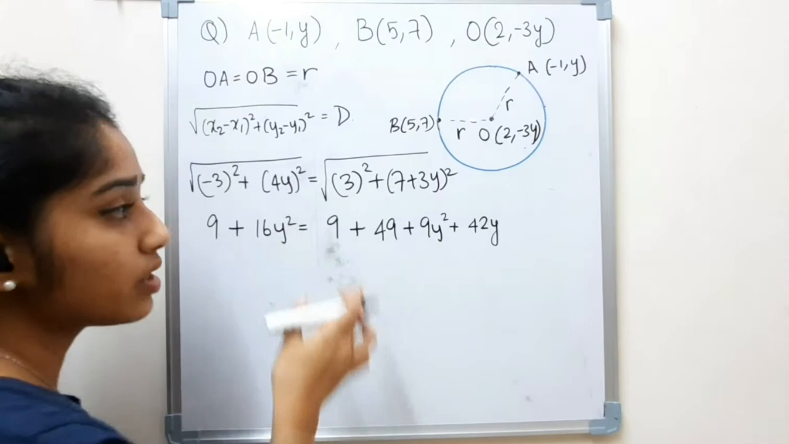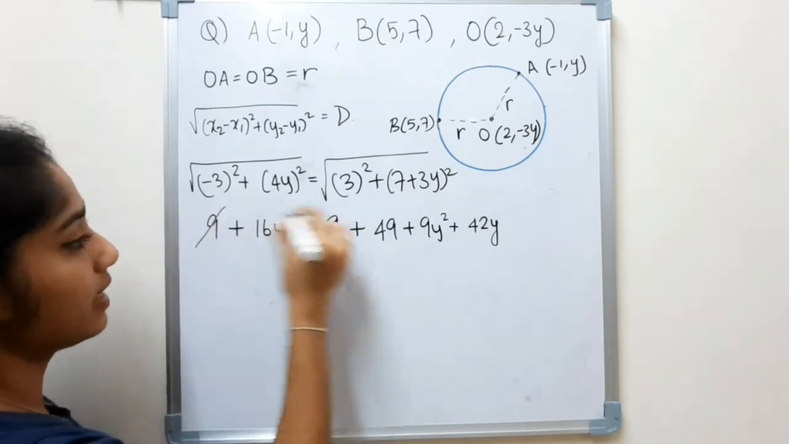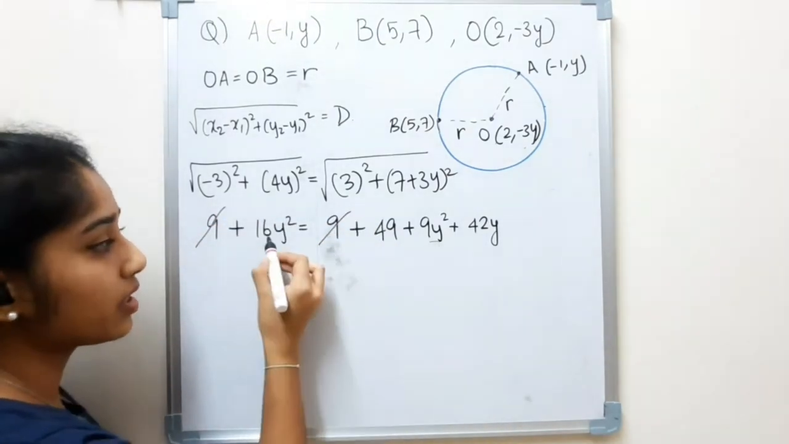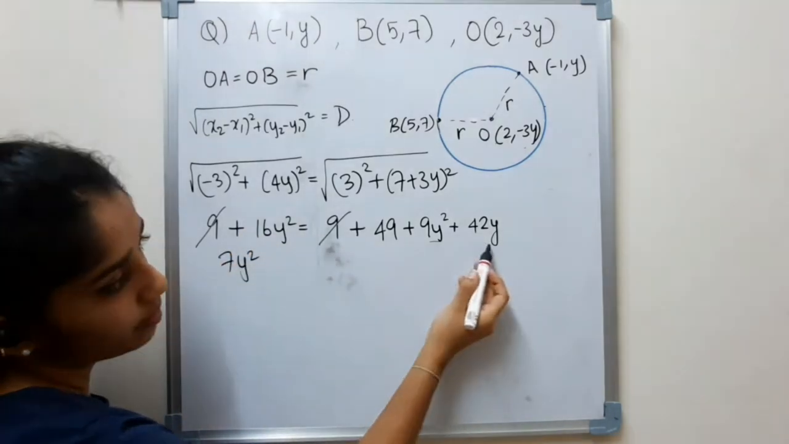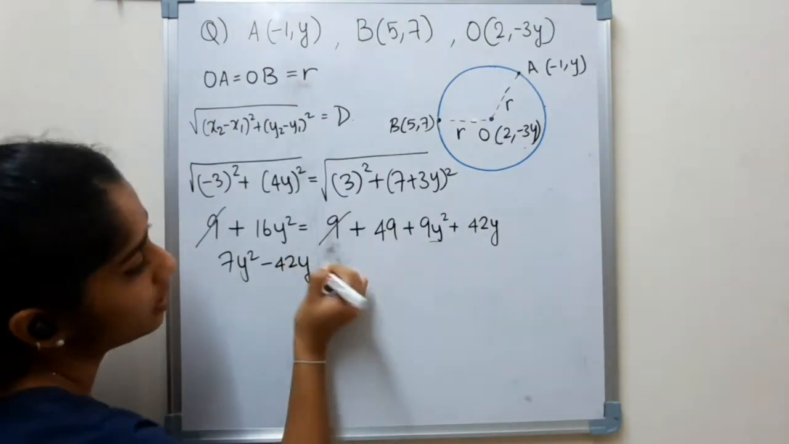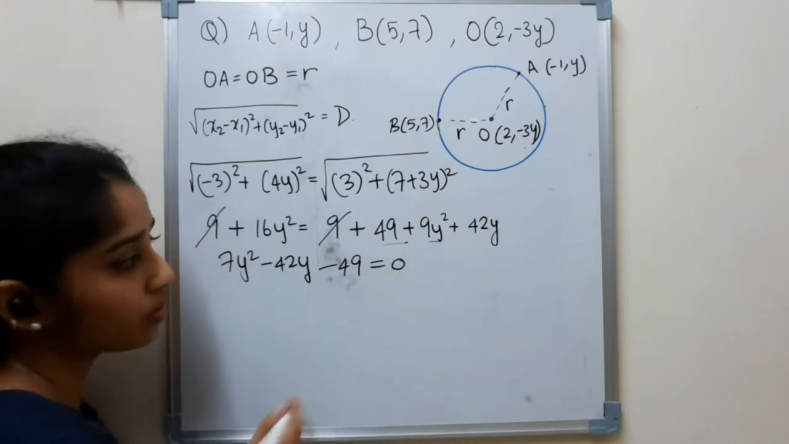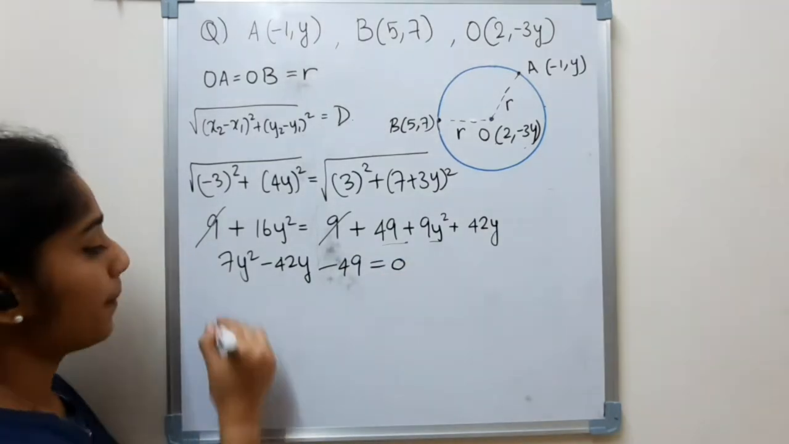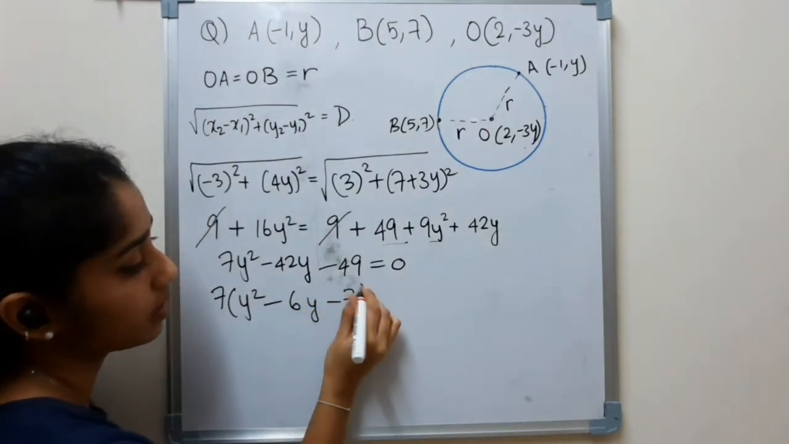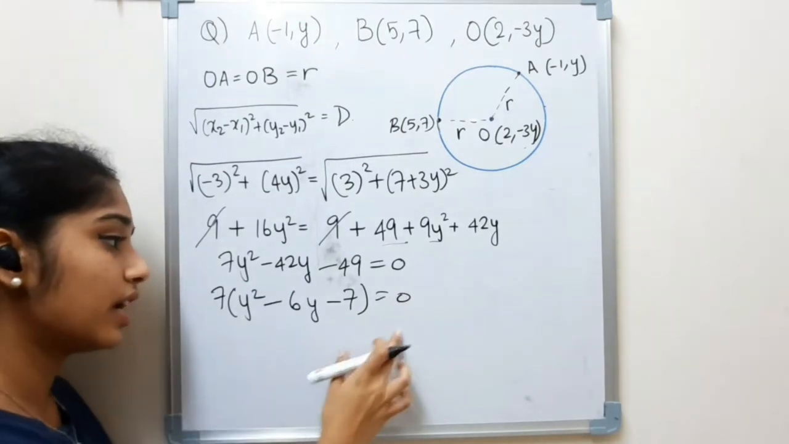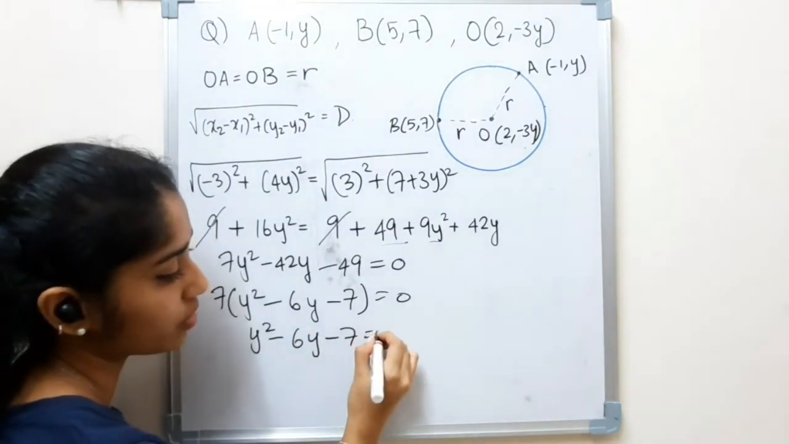The root is removed because we have squared the equation on both sides. So 9 and 9 get cancelled, bringing this 9y squared here. So 16 minus 9 is 7y squared. And bringing this 42y here, and 49 to the left side, we have this equal to 0. There's nothing on the right side. So, taking 7 outside, we get y squared minus 6y minus 7. Now when 7 goes to this side, it will become 0, so you can ignore that. So y squared minus 6y minus 7 equal to 0.